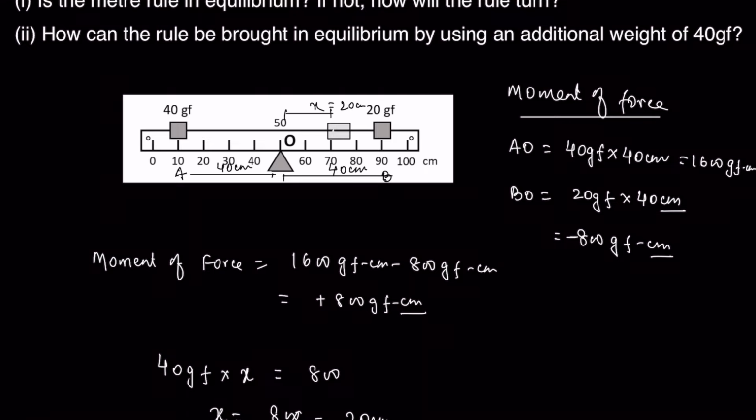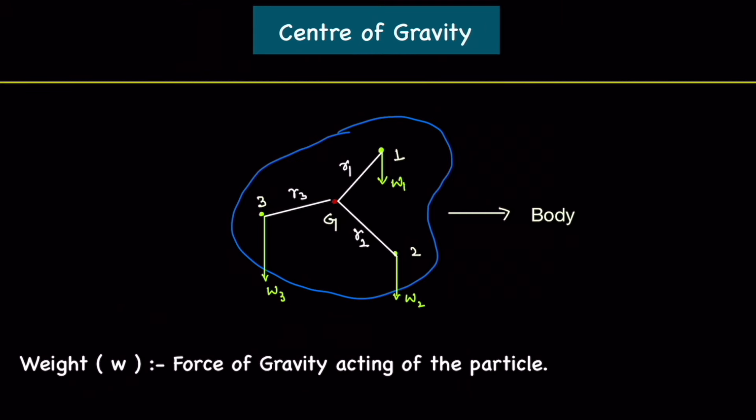Now we will study the center of gravity. First I will explain one example so you get an idea of what center of gravity is. As you see in this figure, I am taking any random body, and inside a body there are infinite particles present. But for better understanding, I took three particles as a reference.